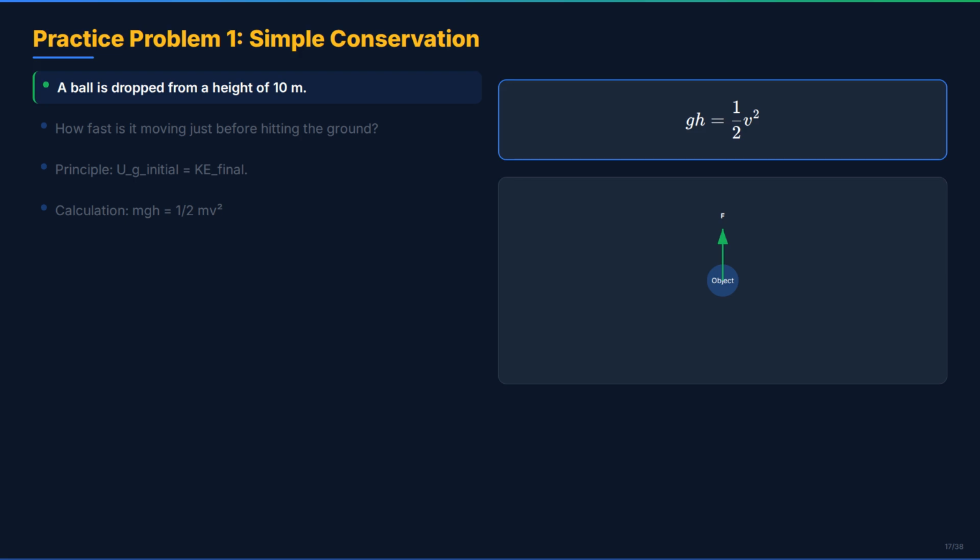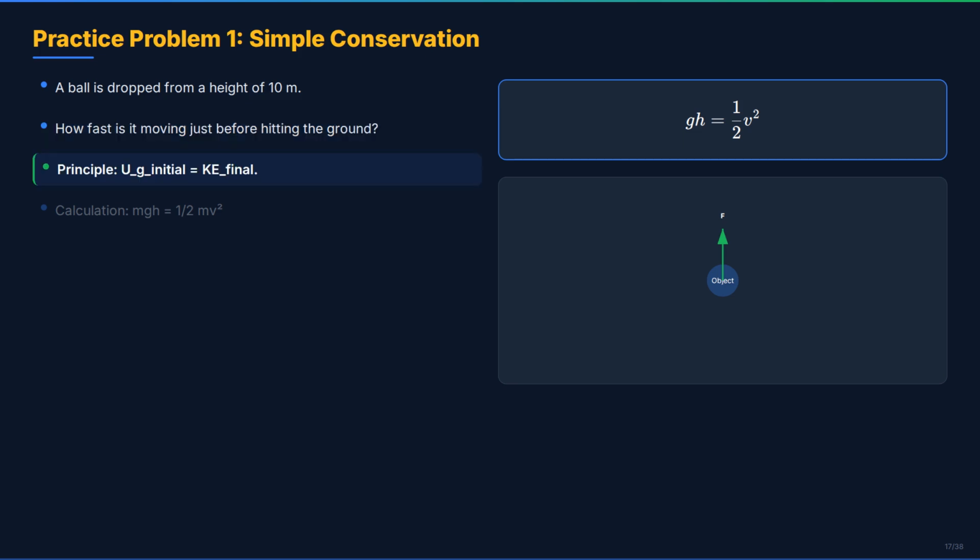Let's put the formulas into practice. We assume mass cancels out, so we only need g and h. This is a direct test of the energy conservation principle. Initial potential energy, m times 9.8 meters per second squared times 10 m. Final kinetic energy, 1/2 m v squared. We set them equal.